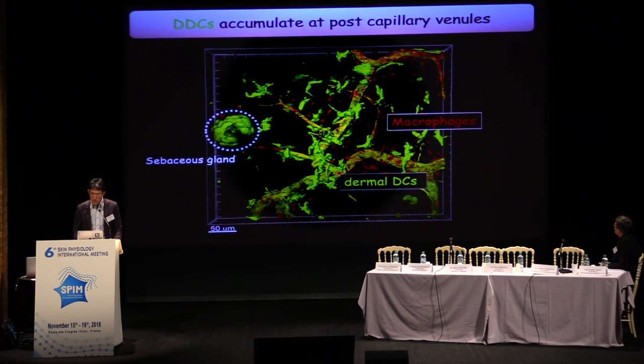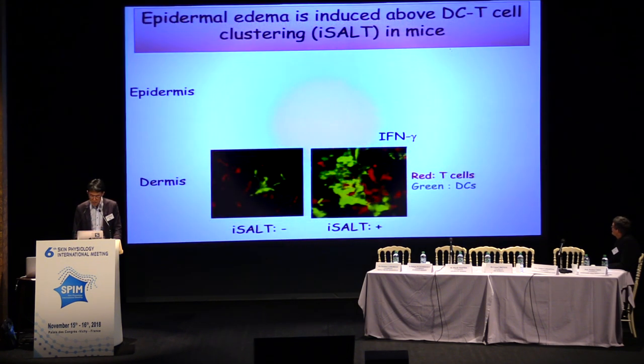I don't want to go into detail, but around the post-capillary venules, there exist macrophages. And macrophages accumulate with dermal dendritic cells, and peripheral macrophages act on blood vessels to collect memory T cells from the blood vessels into the skin. And that's why memory T cells and dermal dendritic cells can meet very efficiently.